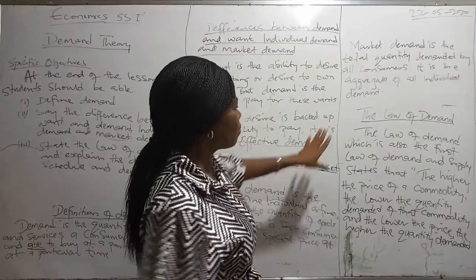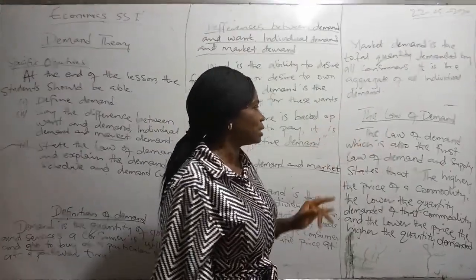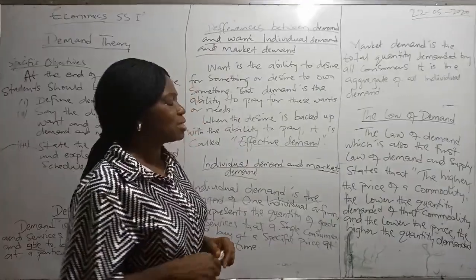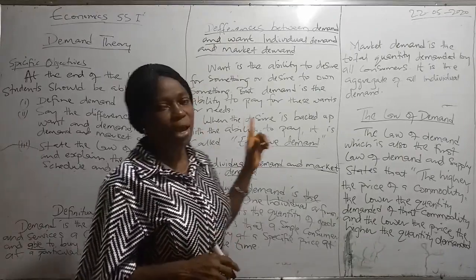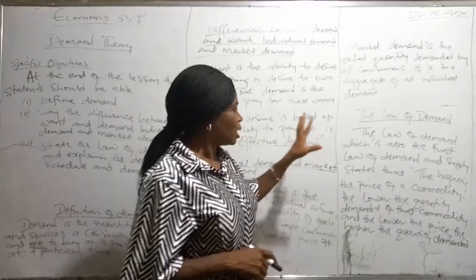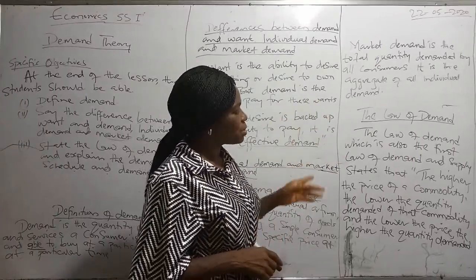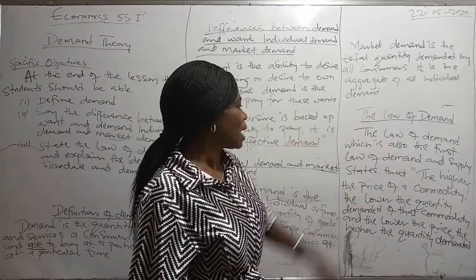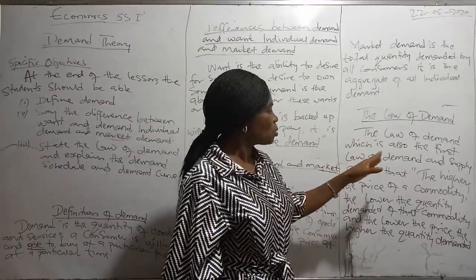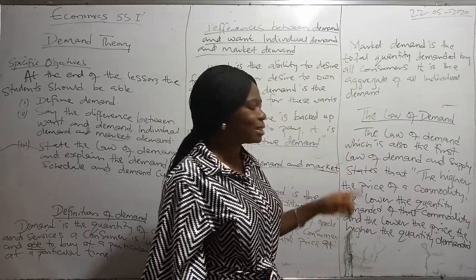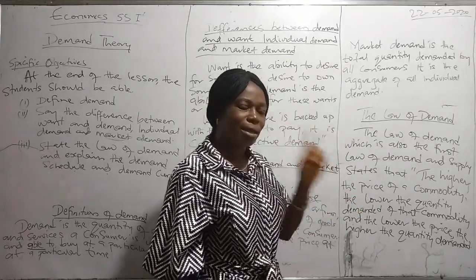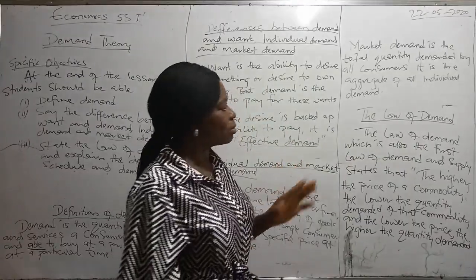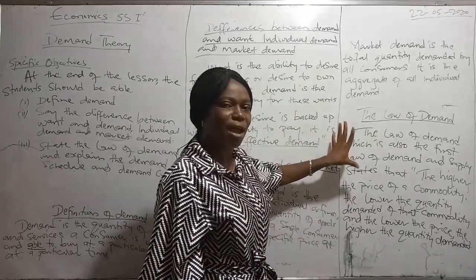Now, another thing we are looking at is the law of demand. Just like we told you that economics is a science because it has laws and theories like other science subjects. So this is one of the laws in economics, the law of demand. The law of demand is also known as the first law of demand and supply. Demand and supply is the bone of economics, the mainstream of economics. Without demand and supply, economics is not complete. So you have to know this very, very well.